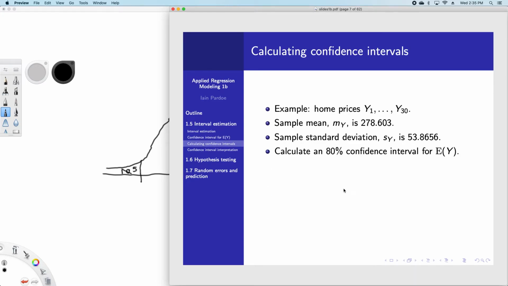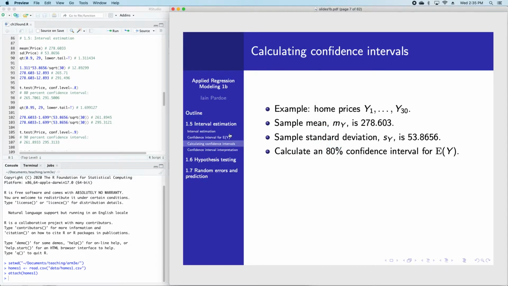So let's work through the calculation for the home prices data that we've looked at before. We can calculate the sample statistics using statistical software. Here I am on the left using R, and we've got a sample mean of 278.603, standard deviation of 53.8656, and we're doing an 80% confidence interval, so we need the 90th percentile. The 90th percentile is given over here using the qt function in R, and it's 1.311.